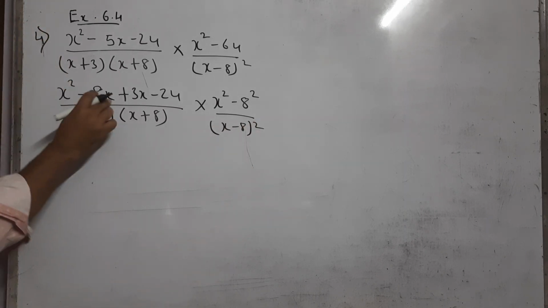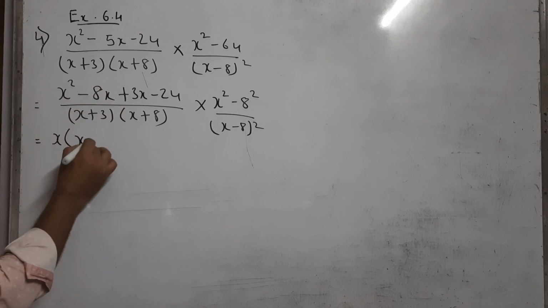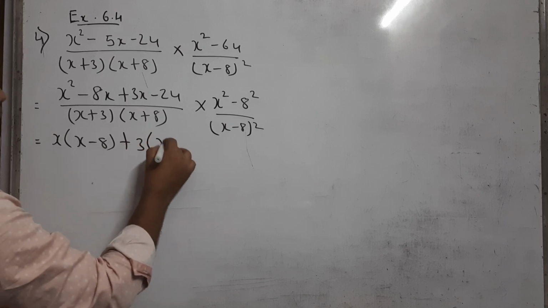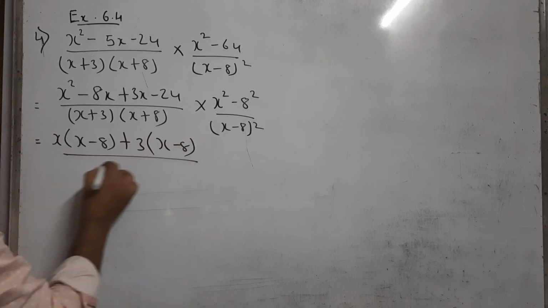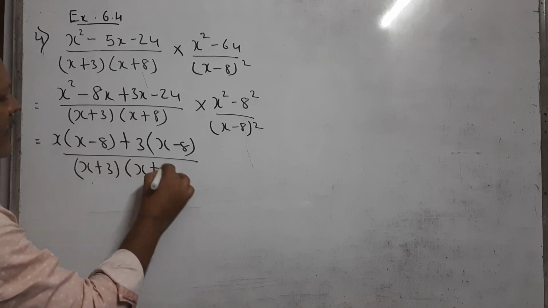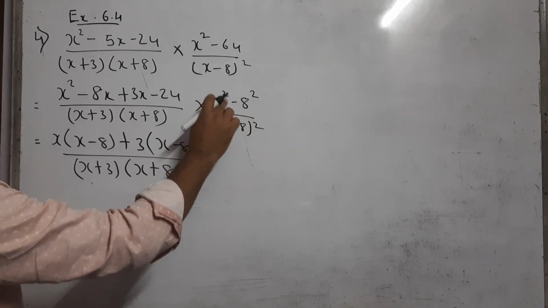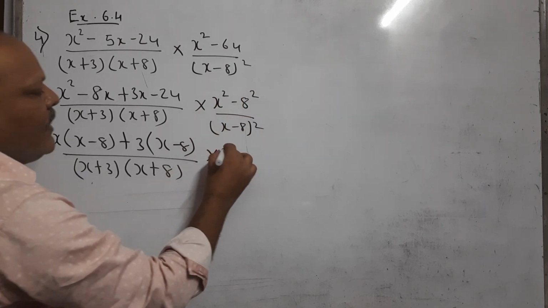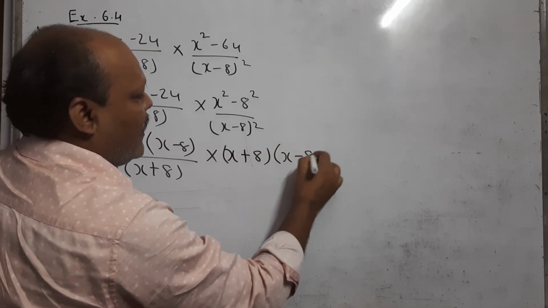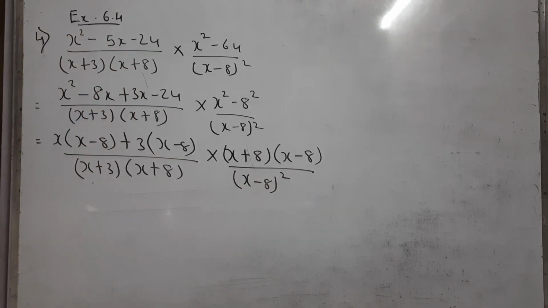Now from these two, what can we take out common? X we can take out common. What will you get? X minus 8. From here 3 we are going to take common. X minus 8, x plus 3, x plus 8 into, this is my a and this is my b, a square minus b square formula, a plus b, a minus b, x minus 8 whole square as it is.